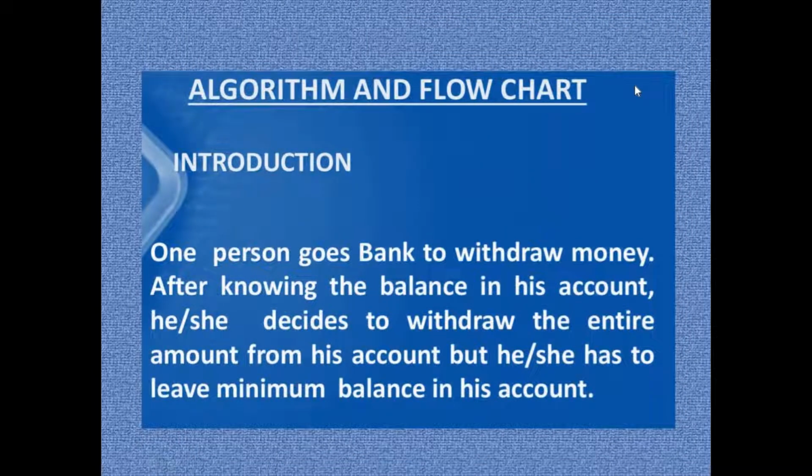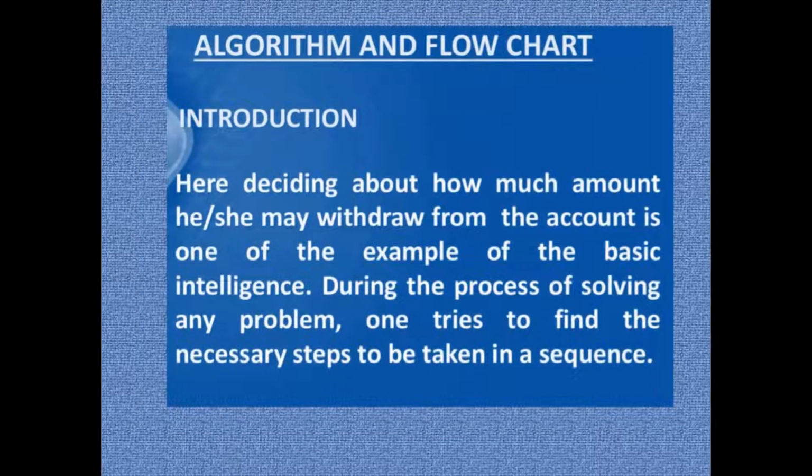So let's say a person goes to a bank to withdraw money. After knowing the balance in his account, he decides to withdraw the entire amount but has to leave minimal balance. Here, deciding about how much amount he or she may withdraw is one example of basic intelligence.